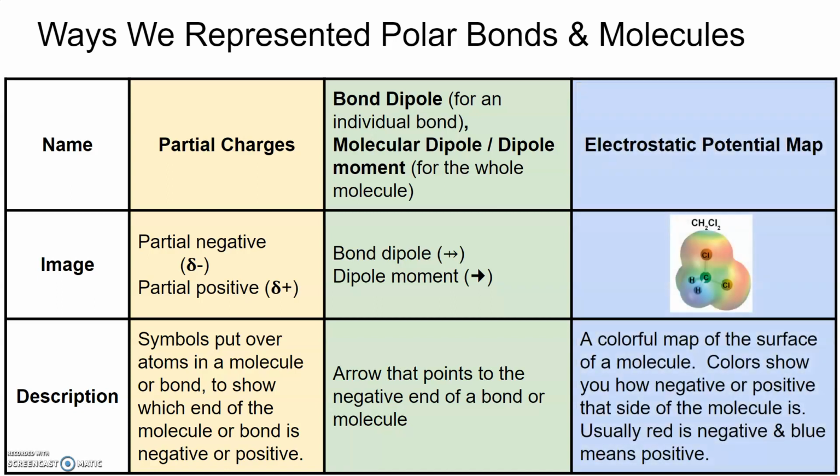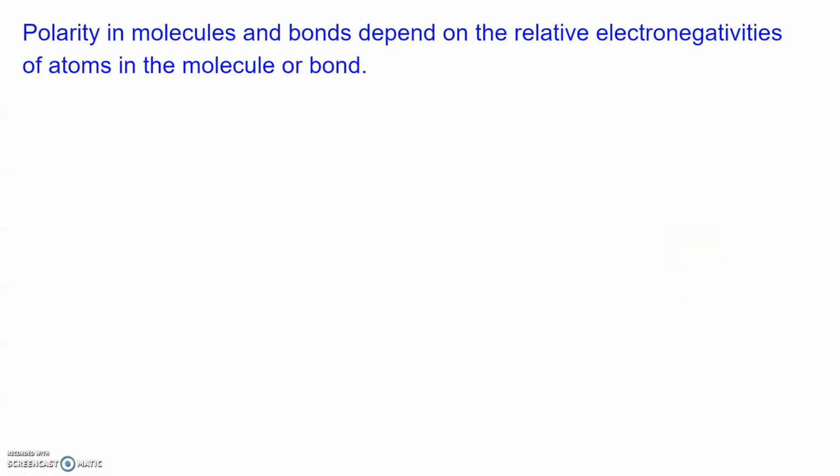The third way is we use these colorful maps called electrostatic potential maps, and they basically color code the surface of the molecule. Typically, the color coding system works such that if that part of the molecule or bond is negative, it's going to be red, and if it's positive, it's going to be blue.